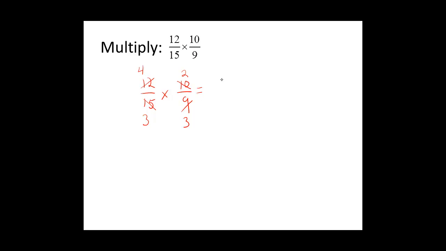There aren't any more things that we can divide out, so we multiply the numerators together. 4 times 2 is equal to 8, and 3 times 3 is equal to 9.